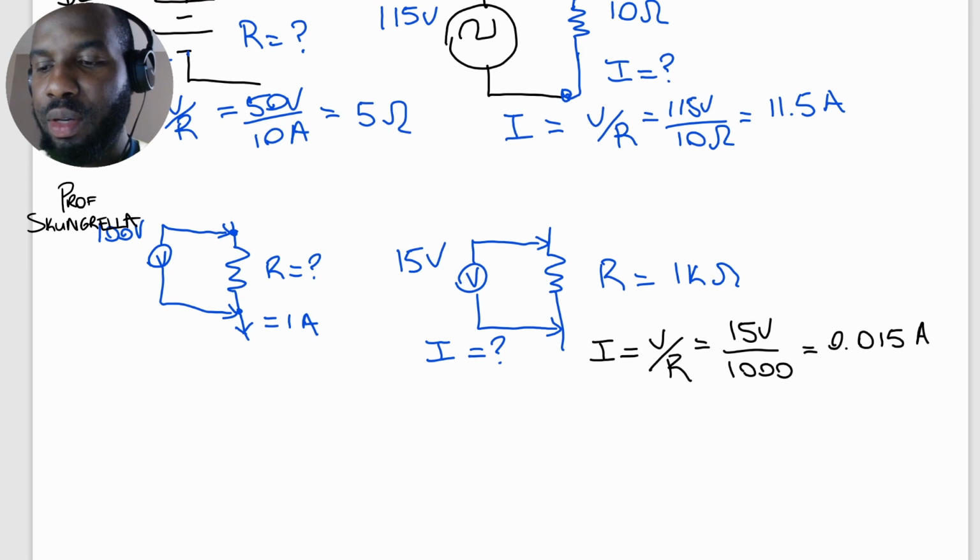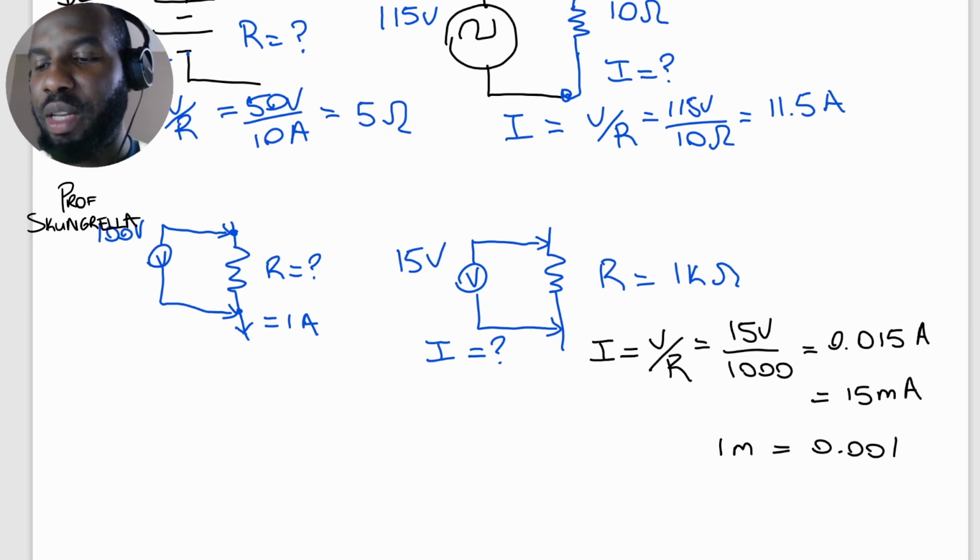amperes, which is the same as 15 milliamps. Again, 1 milli would be equal to 0.001. So you can see that this is 1 milli, and this would be 15 milli here. So this is actually 15 milliamps.